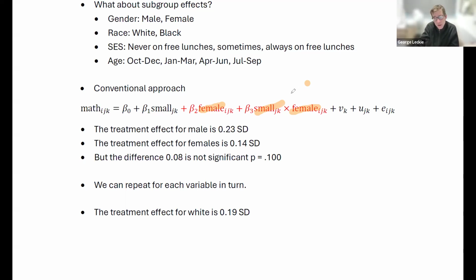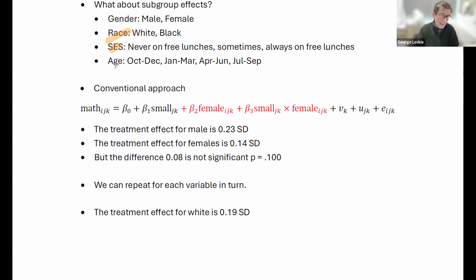Now, if you fit the model and get the results out, and these are all results by maximum likelihood estimation at this stage, the treatment effect for males is 0.23 of a standard deviation, whereas for females it's 0.14. So that's a sizable 0.08 differential, which sounds very meaningful, but in this particular data set is not statistically significant. It probably would be if you ignored the clustering, but I've taken into account the clustering here. So no evidence of subgroup effects with respect to gender.